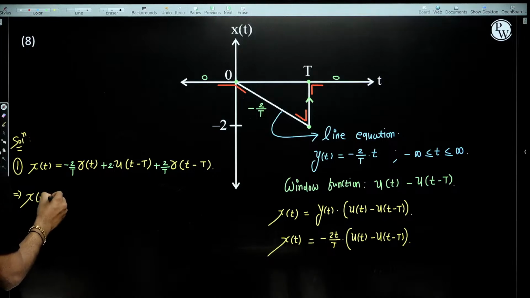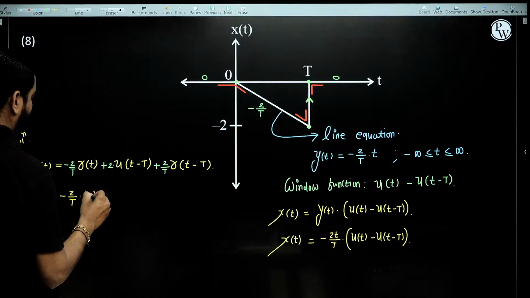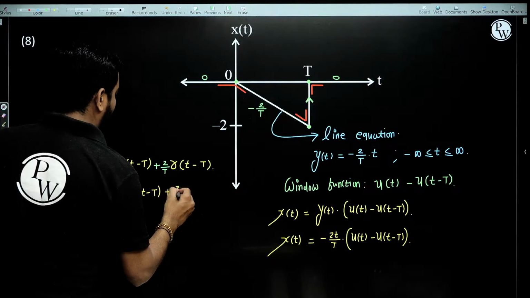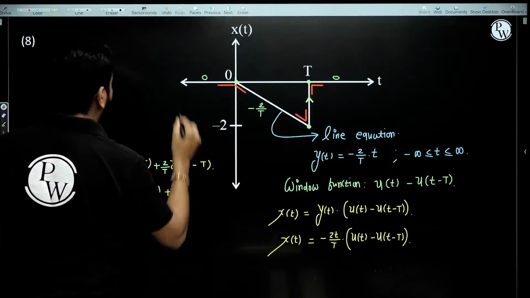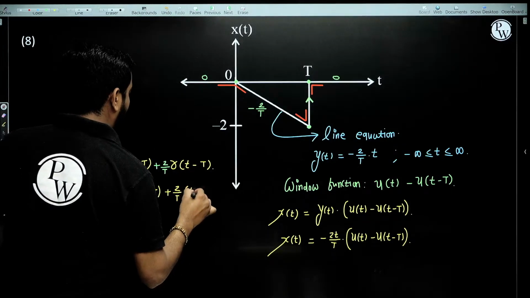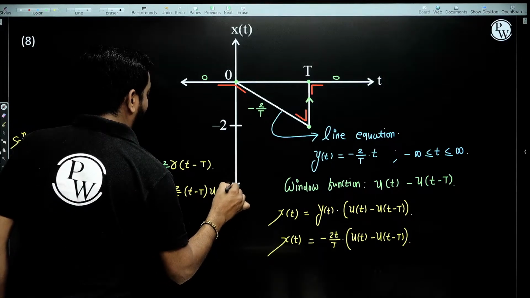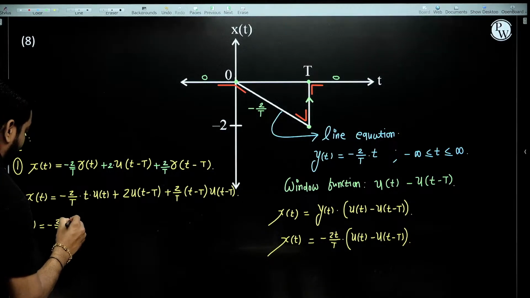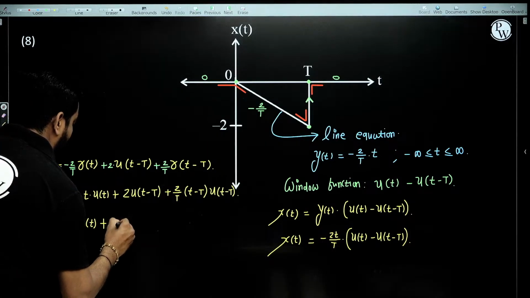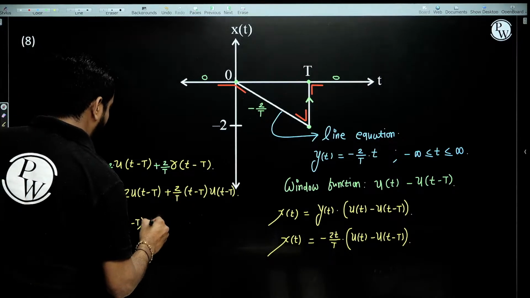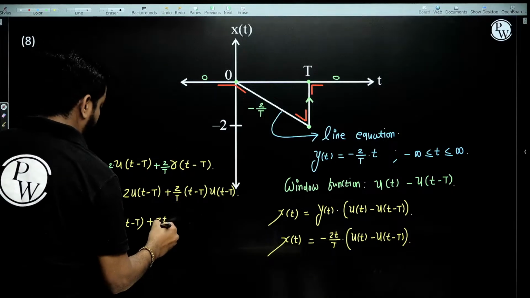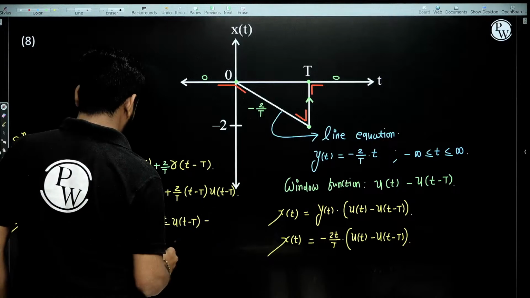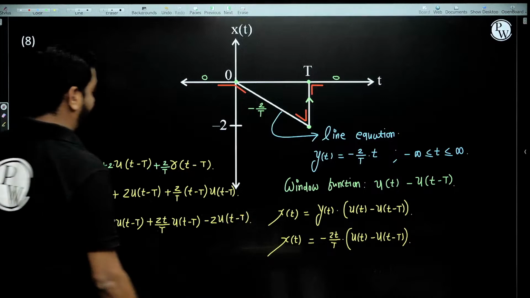So in x of t, I am replacing r of t with t into u of t, plus the term with u of t minus capital T: minus 2 by capital T of t into u of t plus 2 by capital T times (t minus capital T) into u of t minus capital T. Opening the bracket, we get t by capital T into u of t minus capital T, minus u of t minus capital T. Clear? Okay.